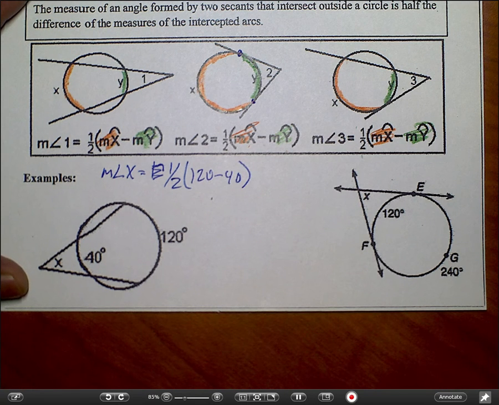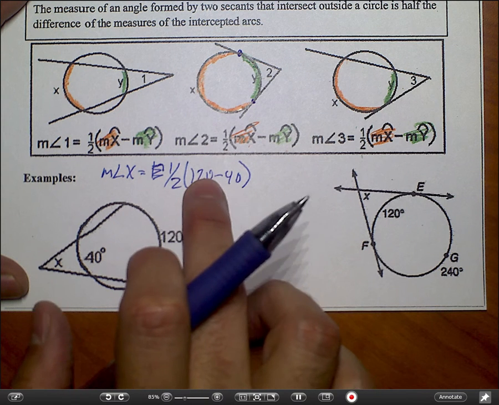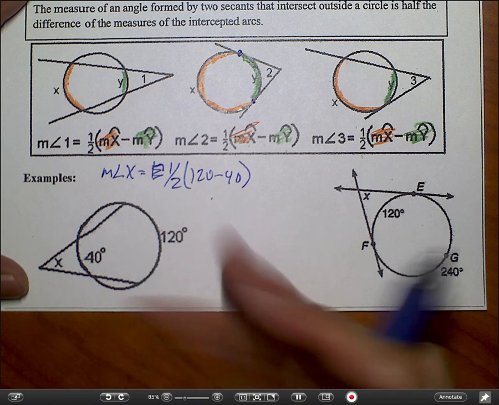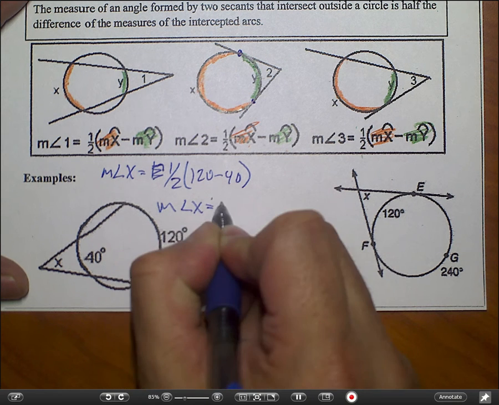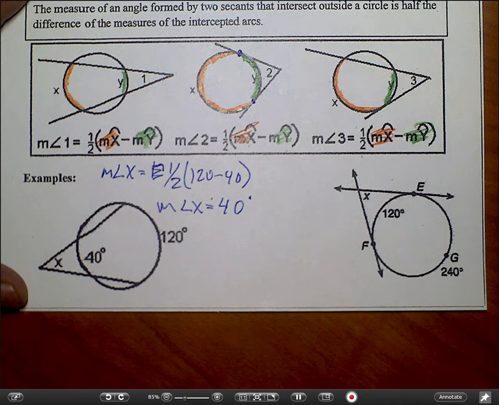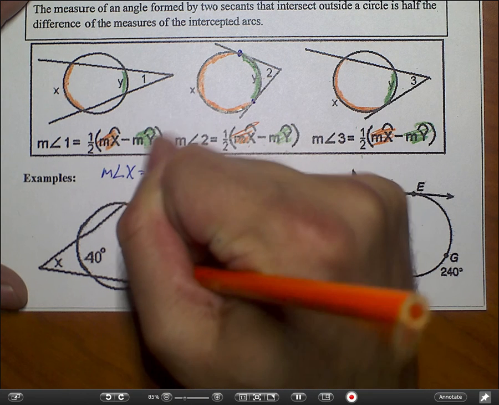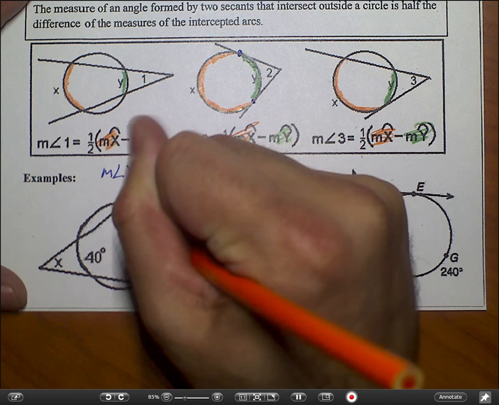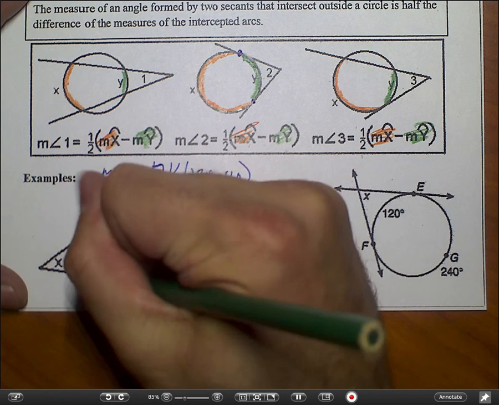Okay, so do the math. 120 minus 40 is 80. Half of 80 is 40. Measure angle x is 40 degrees. Okay, so hold on. I want you guys to set up the next one, please. Set up the next one while I'm coloring this one.